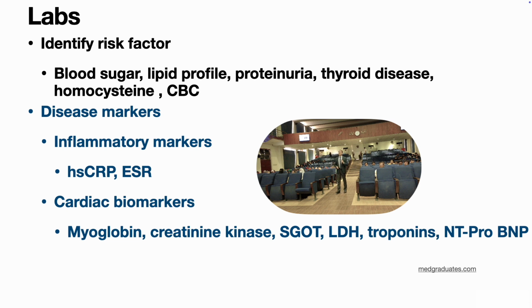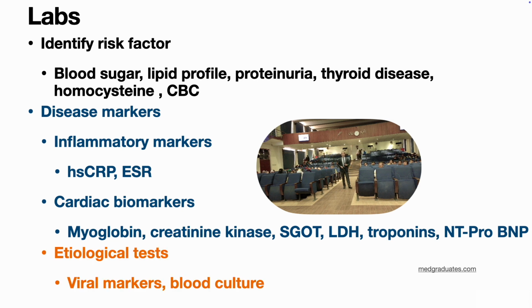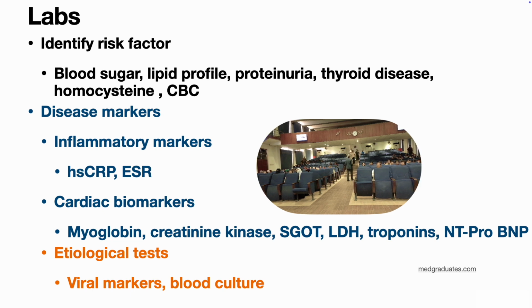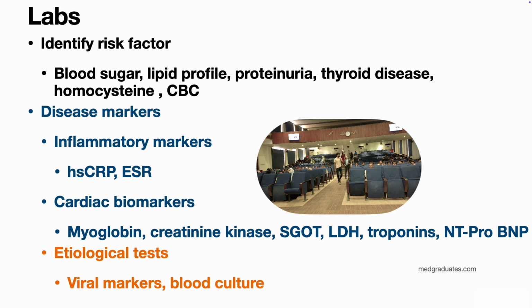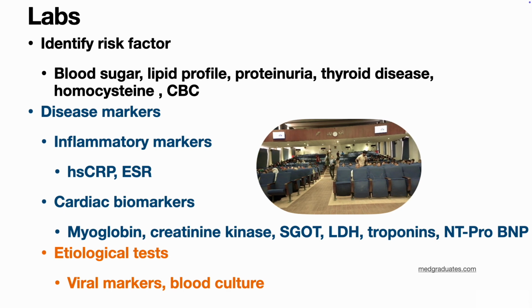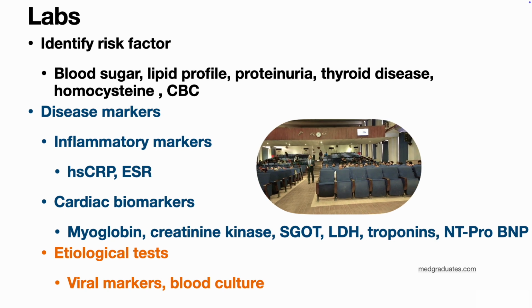And then you can have some tests which may help you tell the possible cause of the disease. For example, viral markers. For which diseases of the heart are you looking for viral markers? Myocarditis, good. Pericarditis. So you may go for viral studies if you've got acute myocarditis or pericarditis, and then blood cultures. These may help you identify the causative organism in cases where patients have infective endocarditis. So this is how you group your labs. You want to identify risk factors, you see disease markers, biomarkers, and then you've got some etiological tests.